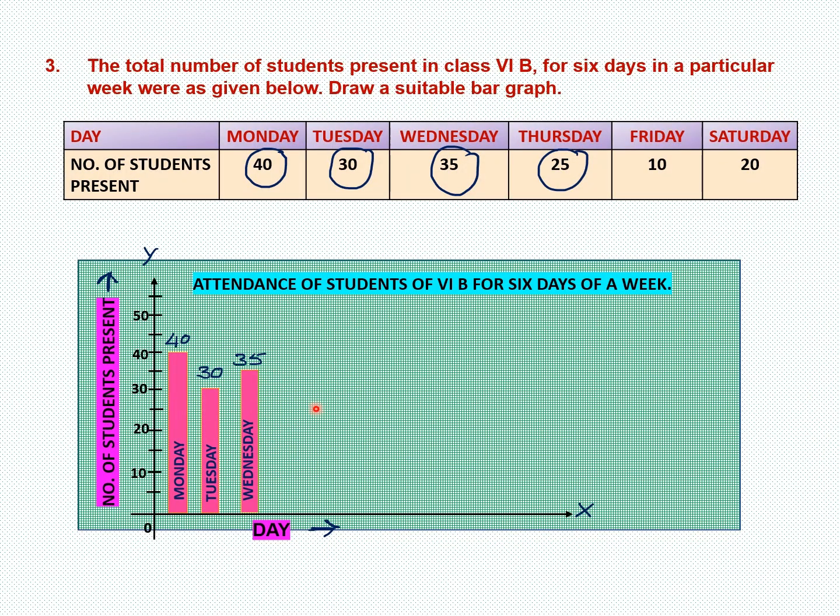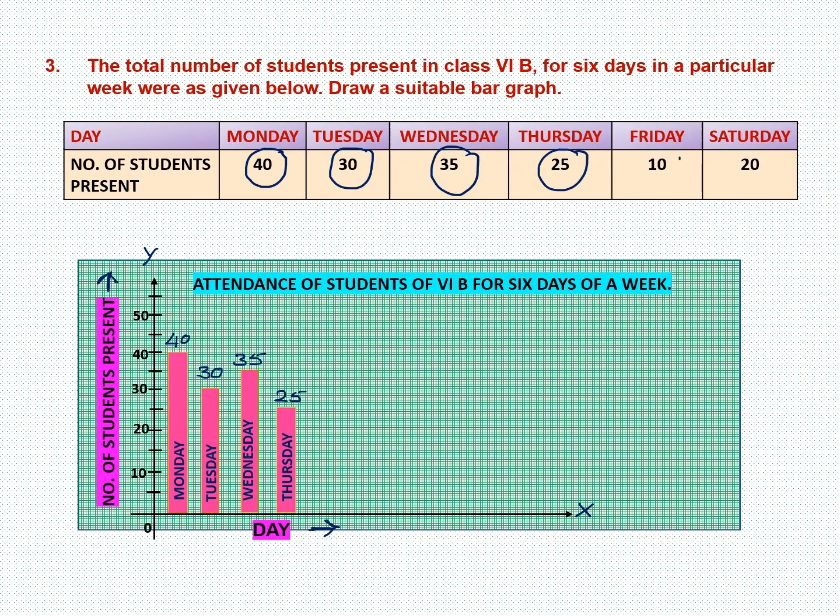Keep your ruler so you'll get an idea where it is in line with 25. So let's draw that. So we have the bar there, 25, and this is for Thursday. So let's write there, Thursday, 25 students were present.